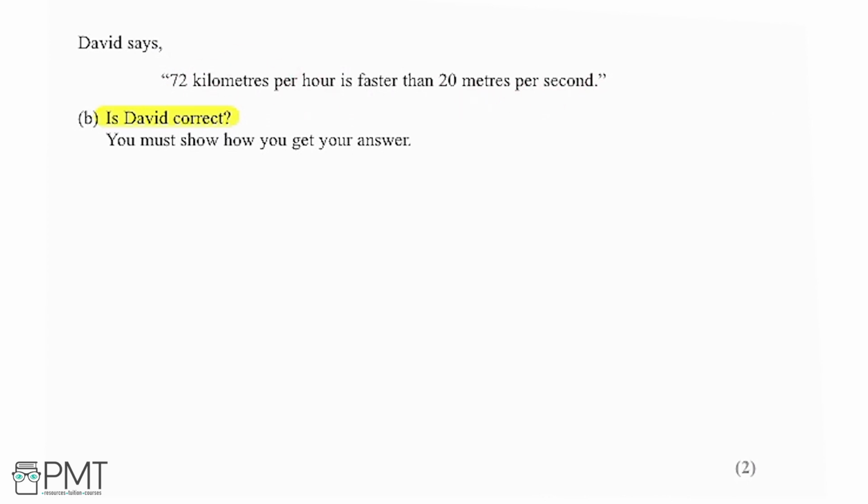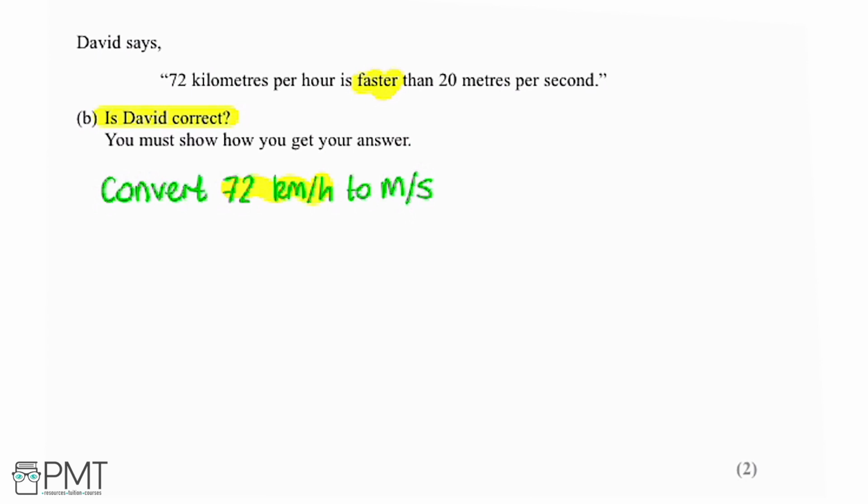And then we can really easily compare because we're comparing like for like. Okay, so what I've decided to do here, we're going to convert 72 kilometers per hour into meters per second and then compare that with the 20 meters per second. So we need to work out how we can convert from kilometers per hour to meters per second. Now we've got a little trick that we can use to work out what we need to multiply by.